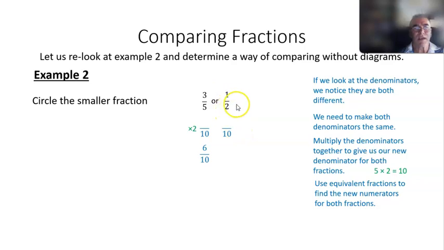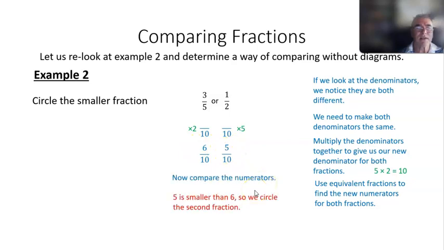Let's do the same with the second fraction, half. Notice that to change a 2 to a 10, I've got to times it by 5. So 2 times 5 gives us 10. So let's do the same with the numerator. 1 times 5 gives us 5. So now we've got 2 fractions with the same denominators, 6/10 and 5/10. We want to know which is smaller, so look at the numerators, the 5 is smaller. So we now can say that the second fraction, half, is smaller than the 3/5.